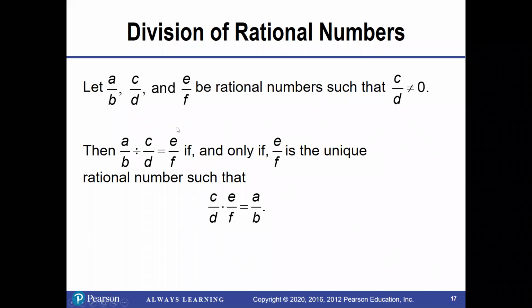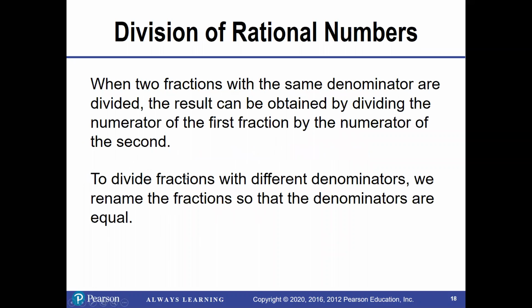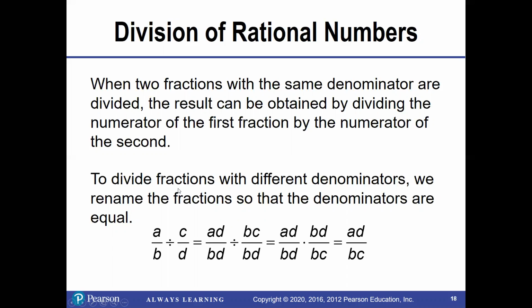All right. So what is the rule for division of rational numbers? Here we have our rational numbers. We're taking A/B divided by C/D equals E/F. It only works if C/D times E/F will give you A/B. So when two fractions with the same denominator are divided, the result can be obtained by dividing the numerator of the first fraction by the second fraction. To divide fractions with different denominators, we rename the fractions so the denominators are equal.